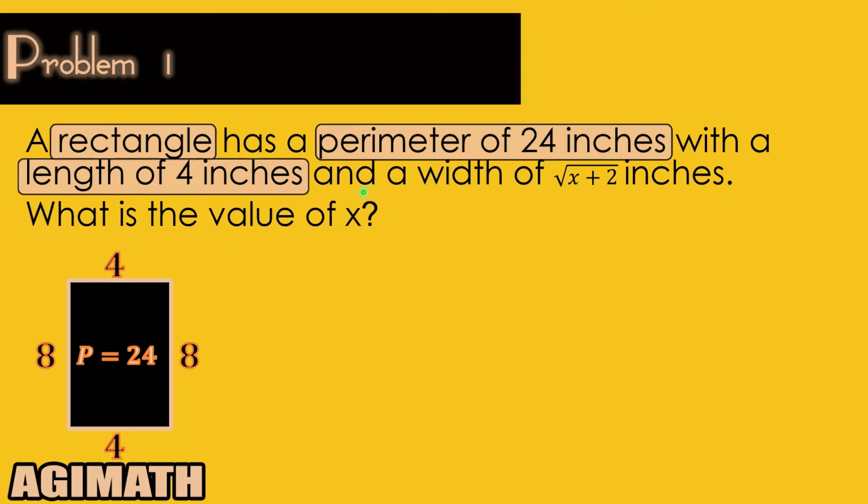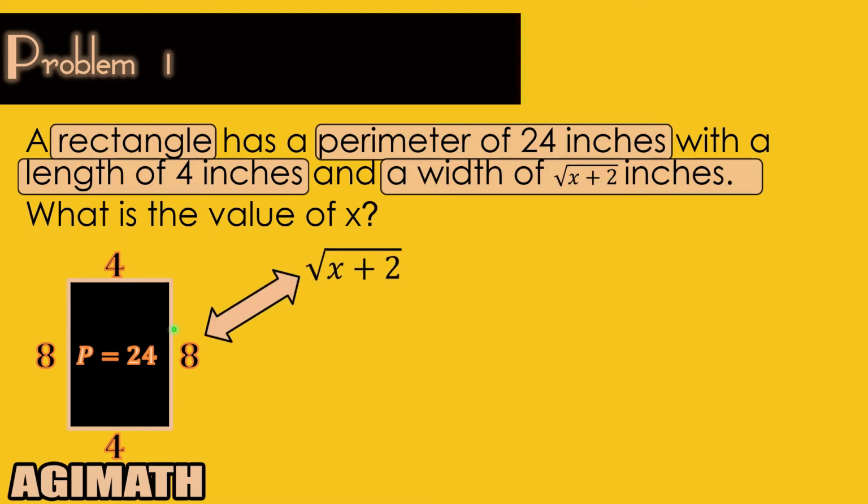But if we go back to the problem, it says that the width is the square root of x plus 2 inches. This side, according to the problem, is equal to square root of x plus 2. So meaning, the square root of x plus 2 should be equal to 8. But what is asked in the problem? What is the value of x? So we really need to solve because it is asking for the value of x. But if it is just asking for the width, how wide the width is, then we can answer immediately 8. But it's asking for the value of x. So we need to solve.